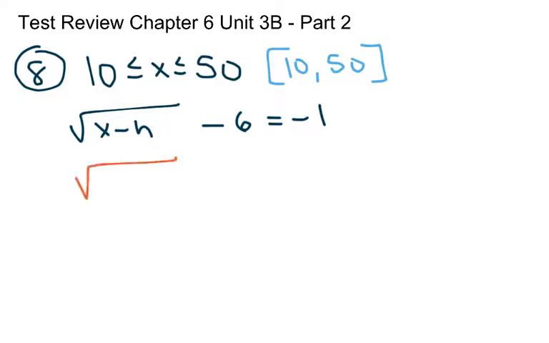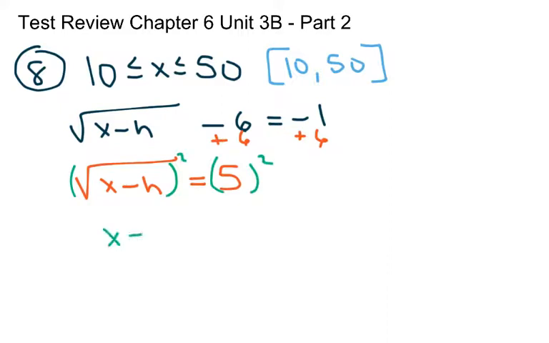What you're going to do first is, if your gut is telling you to add 6 to both sides, that's what my gut's telling me to do, so I'm going to do that first. And then my gut is telling me to square both sides to get rid of the radical. So I'm going to get x minus h is equal to 25. So now to figure out what values of h will make this true, I'm going to plug in 10 for x, that's the low end of the interval, and solve that equation for h.